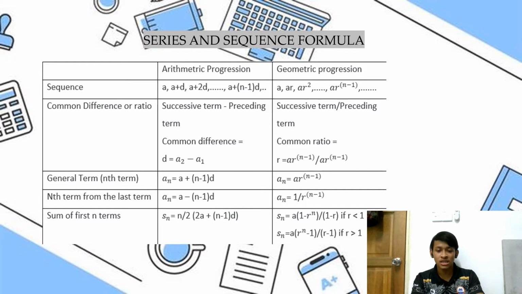For a geometric progression, the sum of the first n terms has two formulas. First, Sn equal to a times 1 minus r power of n, divided by 1 minus r, if r is less than 1. And the second formula for the sum of the first n terms is Sn equal to a times r power of n minus 1, divided by r minus 1, if r is more than 1.